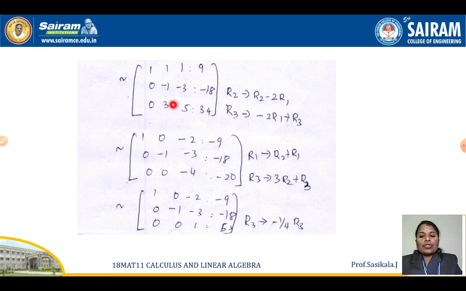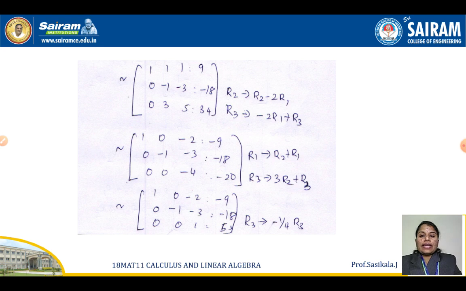This 3 position I should convert to 0 using the second row. What I am going to do is multiply with that 3, and then you can get the answer. Meanwhile, I am going to convert the first row also to 0, because I am using only the second row. So parallelly, using the second row, the first row second element and the third row second element also I can make 0.